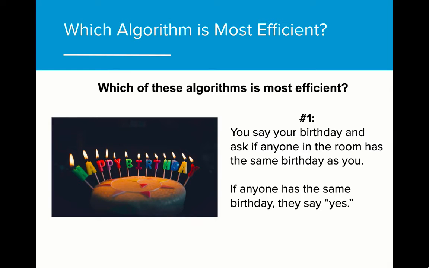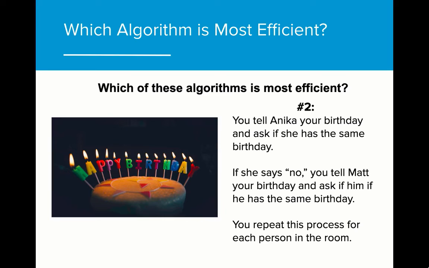Given these questions about efficiency, let's explore a couple of algorithms to see if we can figure out the most efficient one. We want to figure out if anyone else in a room has the same birthday as you. Which of the following algorithms is the most efficient? In algorithm 1, you say your birthday and ask if anyone in the room has the same birthday as you. If anyone has the same birthday, they say yes.